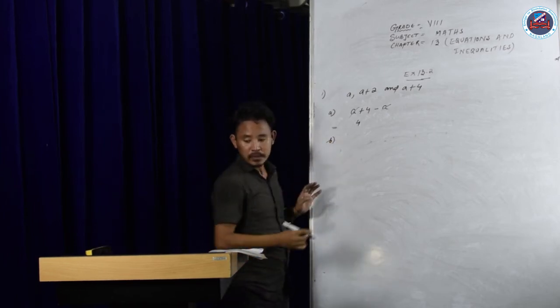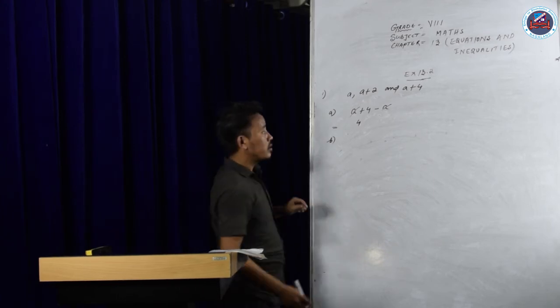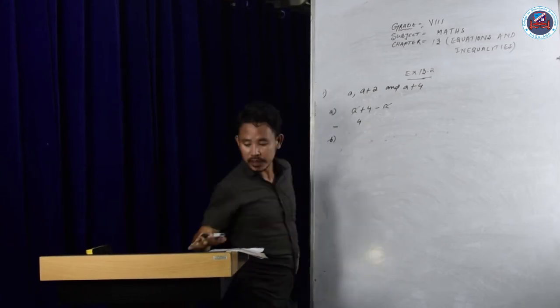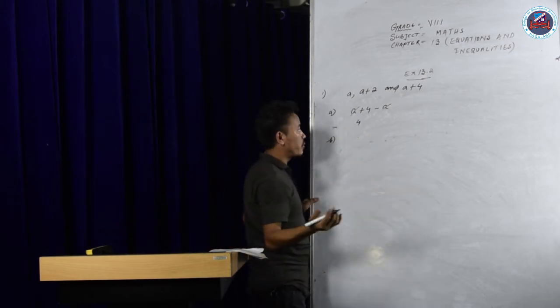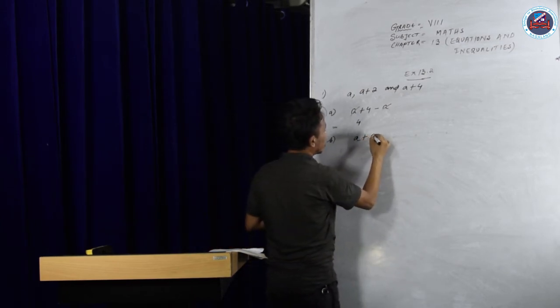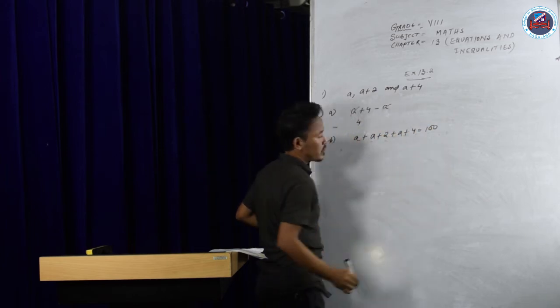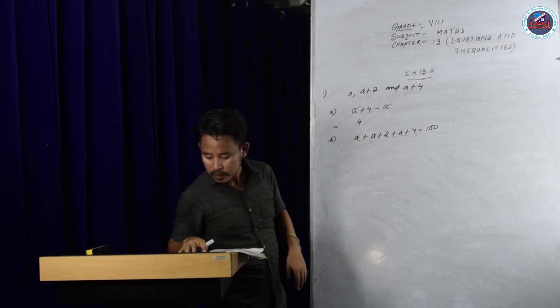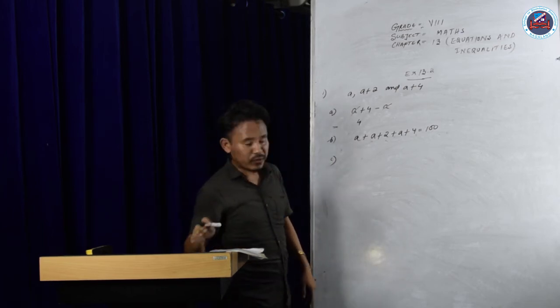Number B. The sum of the 3 numbers is 100. Write down an equation to show this. The sum of the three numbers, that is A, we are asked to write an equation, right? That is A plus 2 plus A plus 4 equals to 100. That is your equation. Now number C says solve your equation to find the value of A.